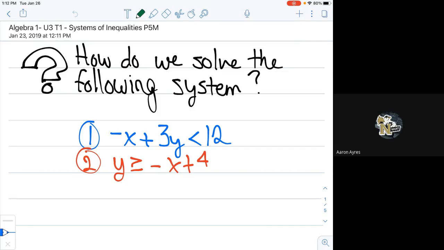What are you thinking? I was saying that since this one is less than, and the other one is greater than or equal to, the less than and greater than cancel out and it just equals. So you think the signs cancel out because one's one way, one's the other way? That's exactly what I was thinking too. You thought the same thing?